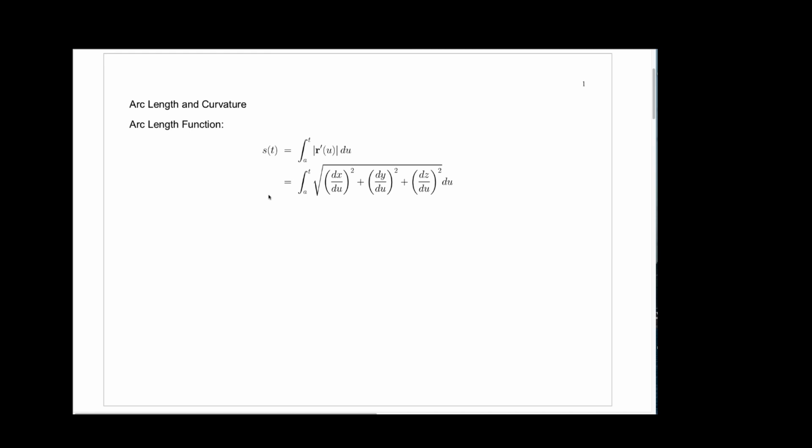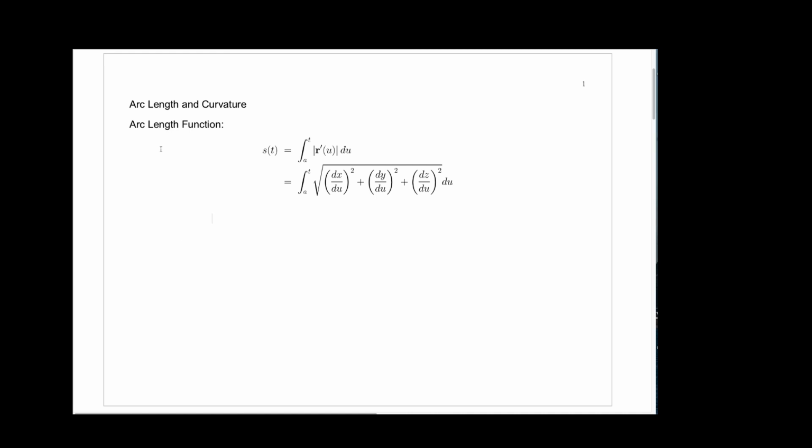Today we're going to start by talking more about arc length. We're going to define the arc length function in the following manner. S of t will be this integral from a to t of the length of r prime of u du. Let me show you what I mean by this.